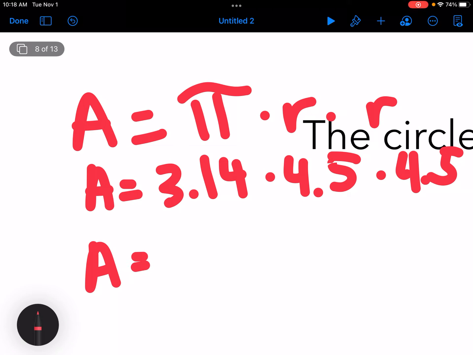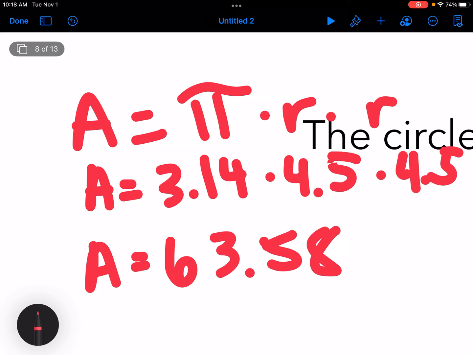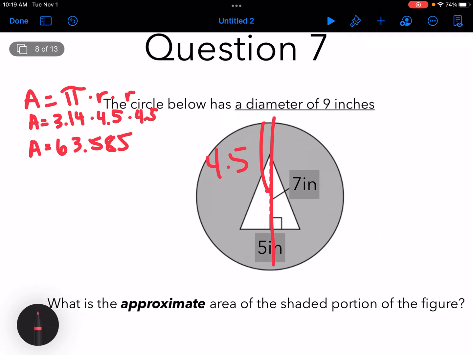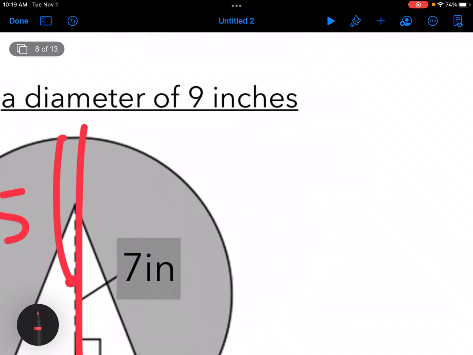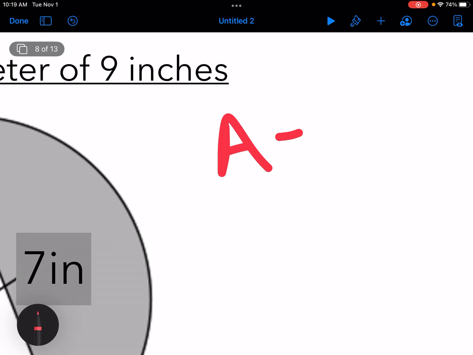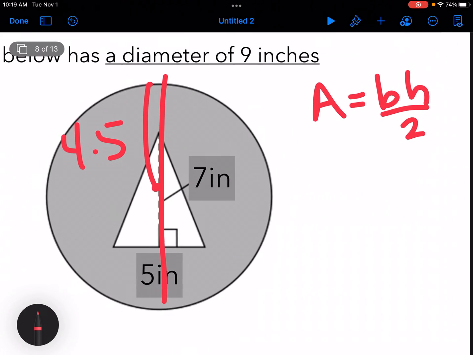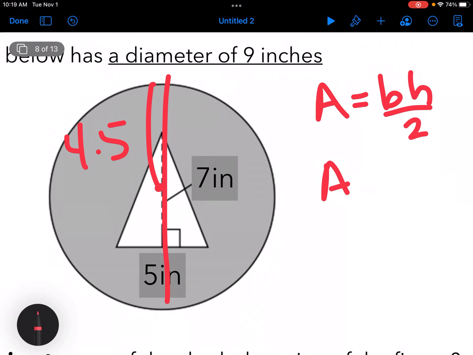So area equals 63.585. I'm not going to round anything until I get to the very end unless I absolutely have to. So then I'm going to find the area of my triangle. So area equals base times height divided by 2. Well, I know the base is going to be 5 and the height is 7. So 5 times 7, which is 35, divided by 2 is going to give me 17.5.